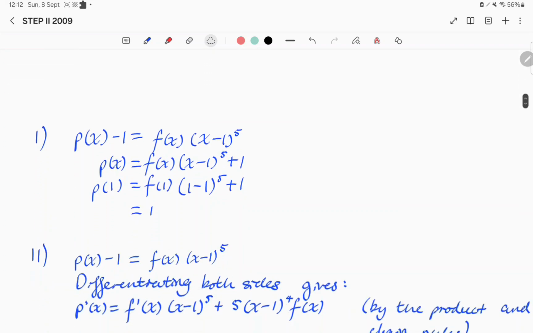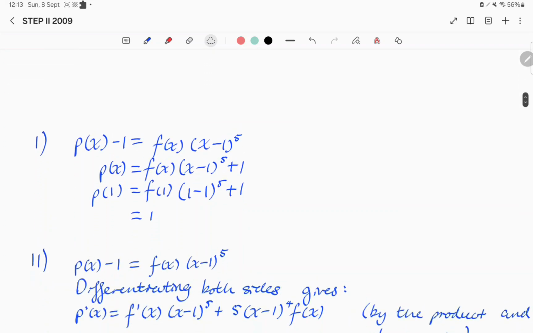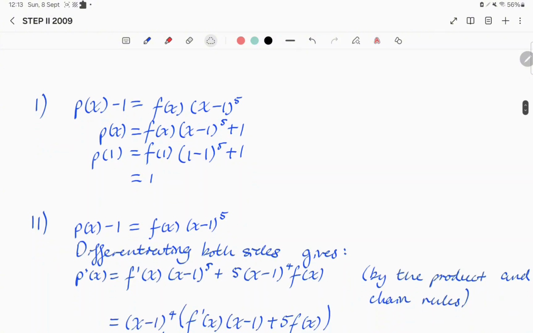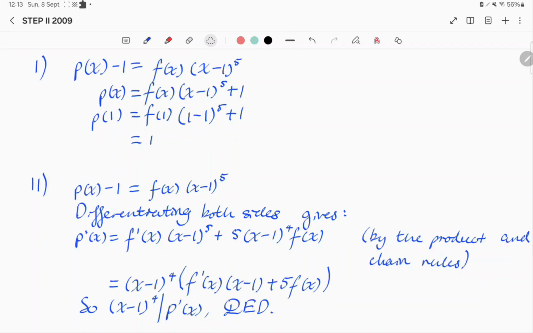So, for part 2, if we have p of x minus 1 is equal to f of x times (x minus 1)^5, then differentiating both sides gives p prime of x is equal to f prime of x multiplied by (x minus 1)^5 plus 5 (x minus 1)^4 multiplied by f of x, by the product rule and the chain rule. From this, we can factorize out (x minus 1)^4, and therefore (x minus 1)^4 divides exactly into p prime of x as required.